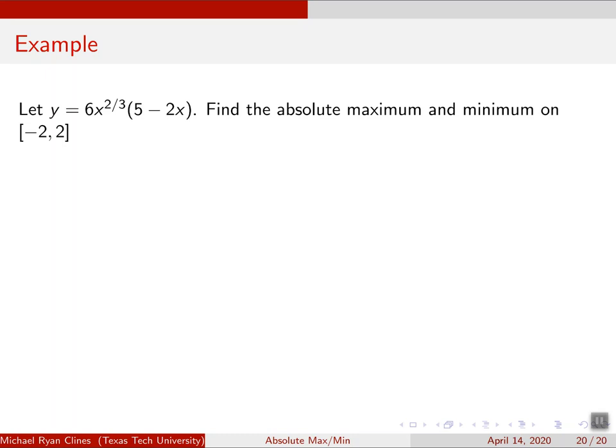We have to calculate the derivative, we have to figure out where it's equal to 0, and we have to figure out where it does not exist. So let's get to it. First thing we need to do is calculate the derivative.